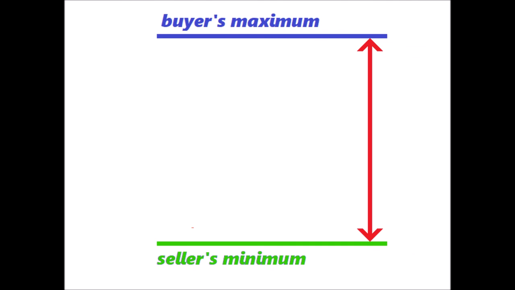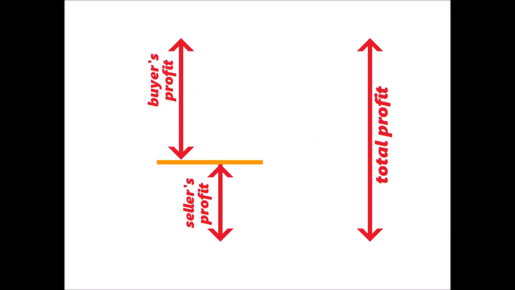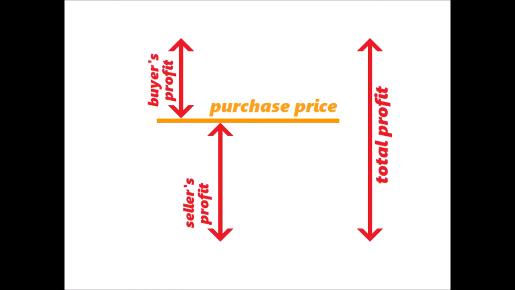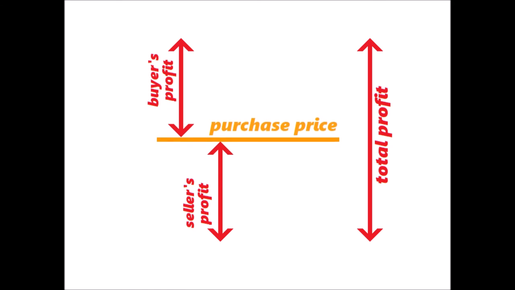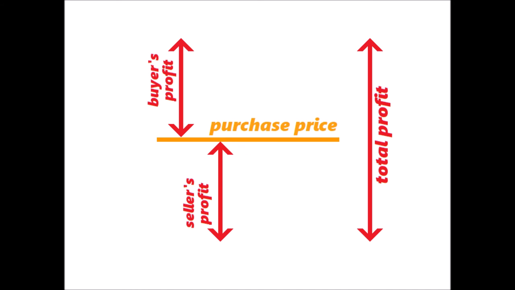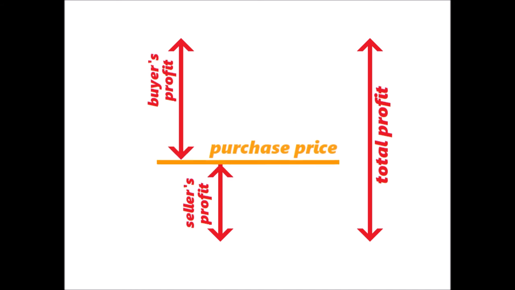Now we introduce a third red line at the right end of the diagram. It's the distance between the two extreme price levels. It's a constant in the sense that it doesn't change if we move the orange line up or down. But look, that third red line is the total profit, the sum of the buyer's and seller's profits. When the two traders negotiate the purchase price, they are agreeing on how to divide the total profit. That division process is not mutually beneficial. One trader's profit decreases if the other's increases.